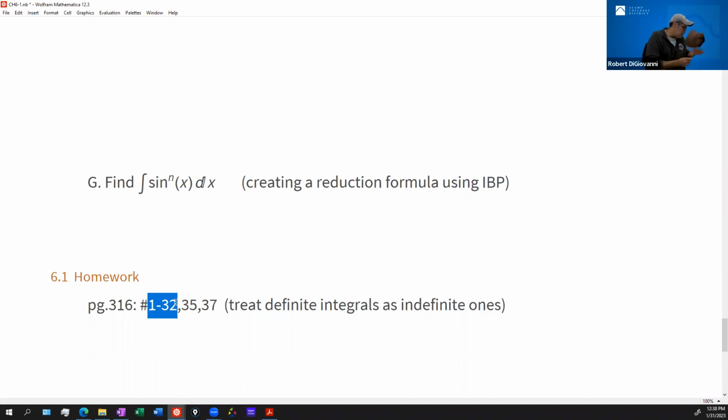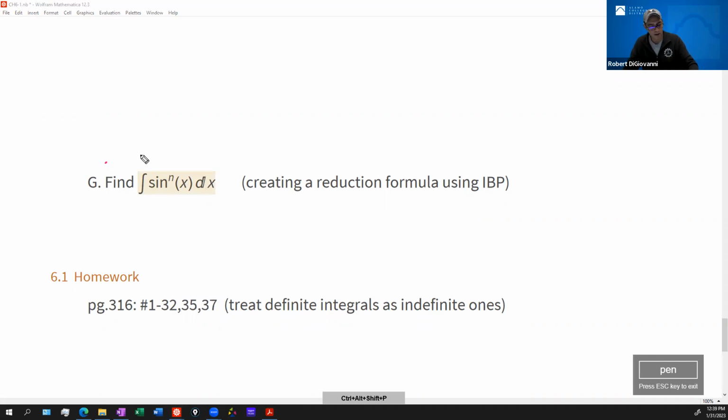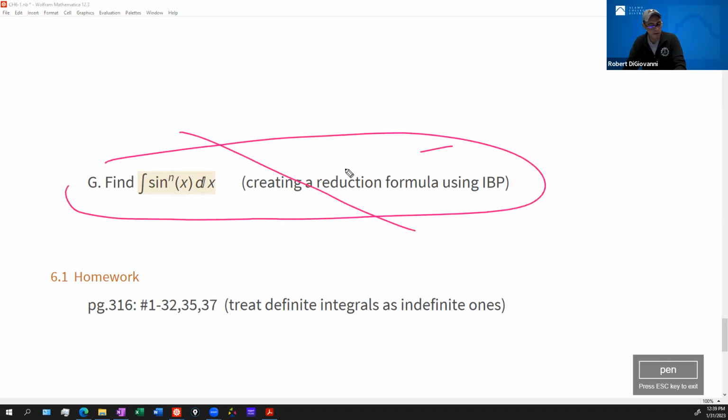Now, I will say for now, you can skip 37 and 35. Don't worry about those right now because I have not talked about how to do those yet. That was this example right here. I didn't get a chance to do this, and that's what these two problems are for. So focus your attention on this.